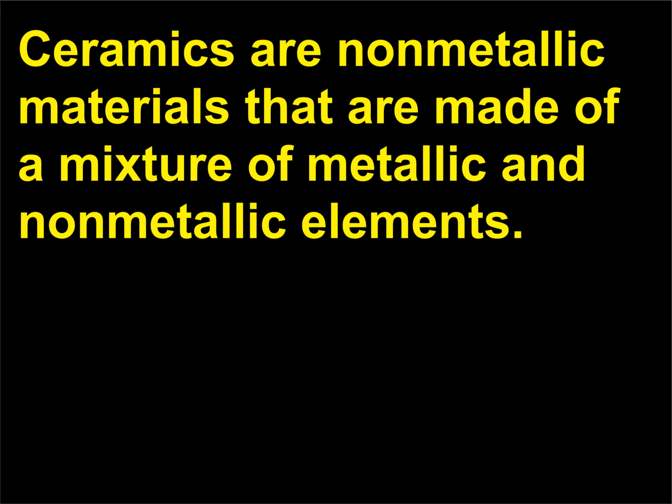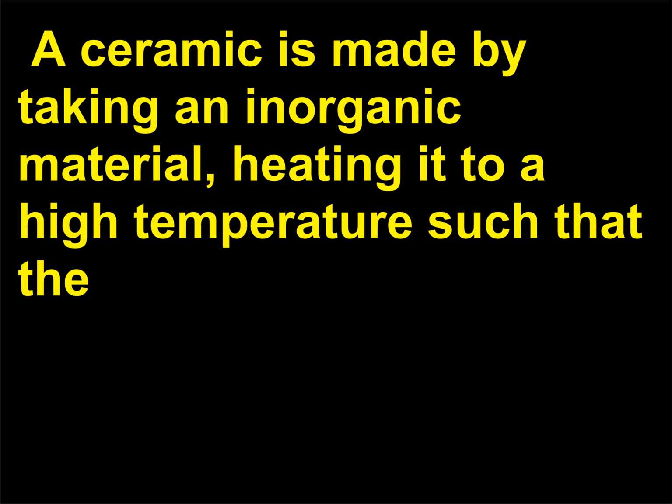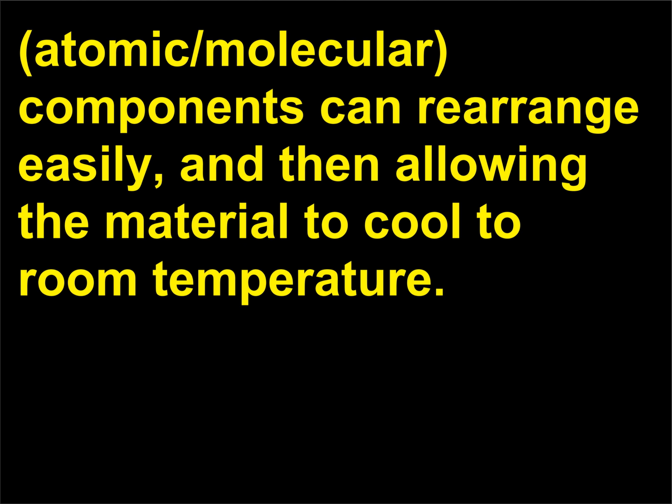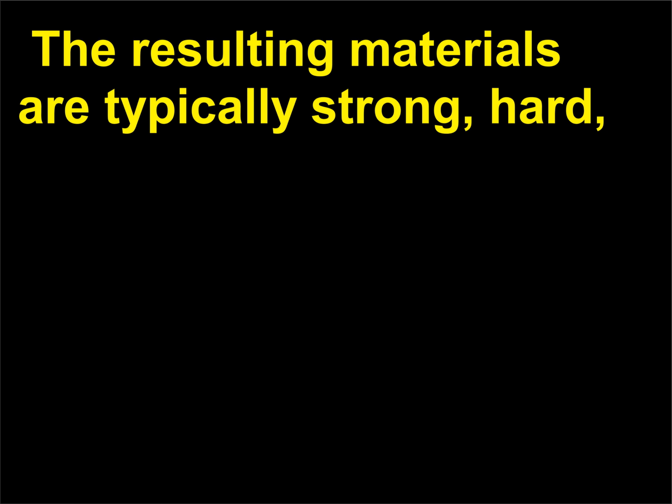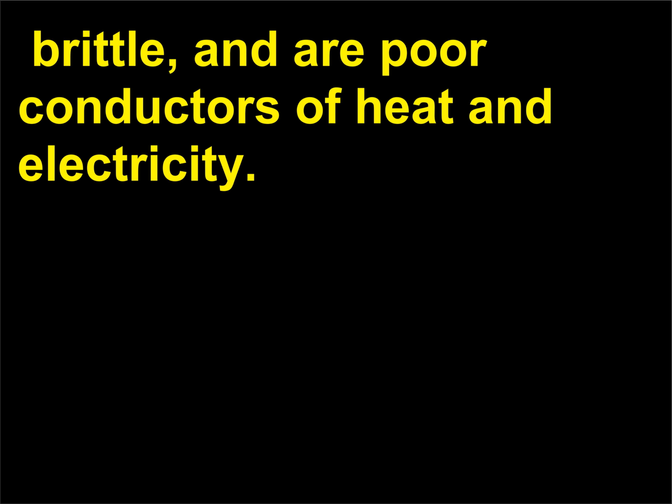How are ceramics made? Ceramics are nonmetallic materials that are made of a mixture of metallic and nonmetallic elements. A ceramic is made by taking an inorganic material, heating it to a high temperature such that the atomic/molecular components can rearrange easily, and then allowing the material to cool to room temperature. The resulting materials are typically strong, hard, brittle, and are poor conductors of heat and electricity.